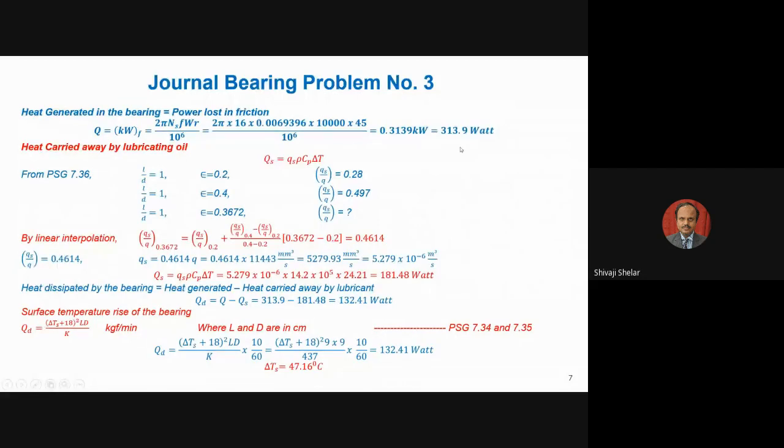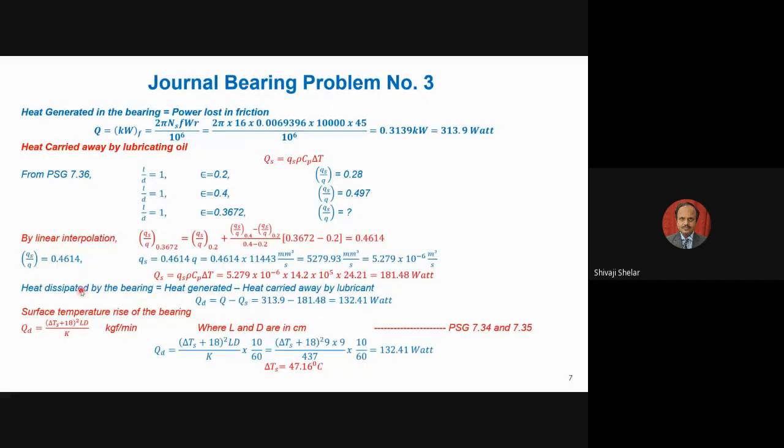Now we have heat generated, 313.9 watt. Out of that, heat carried away by lubricant oil is 181.48. Then how much is heat dissipated? So heat dissipated by the bearing is equal to heat generated minus heat carried away by lubricant. Please remember, heat dissipated by the bearing surface by the process of conduction, convection, radiation is equal to heat generated minus heat carried away by the lubricant.